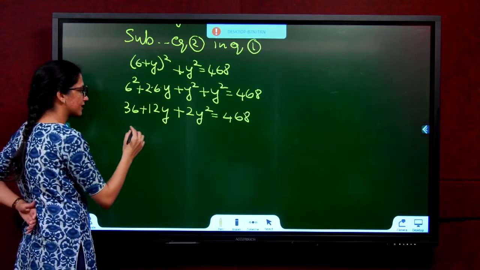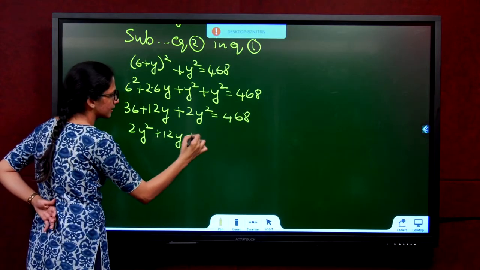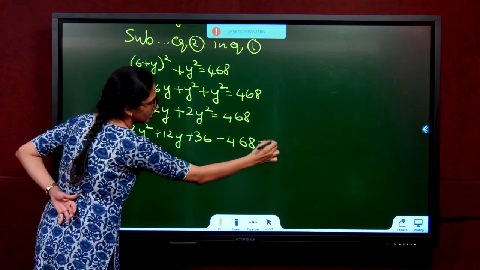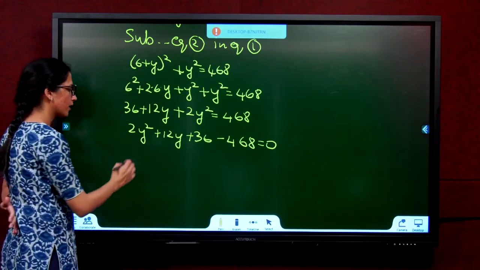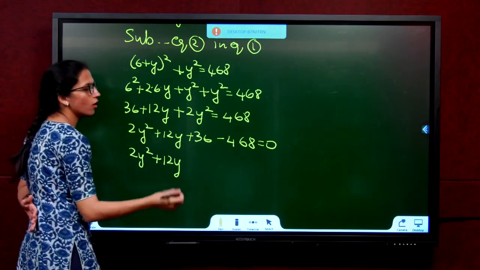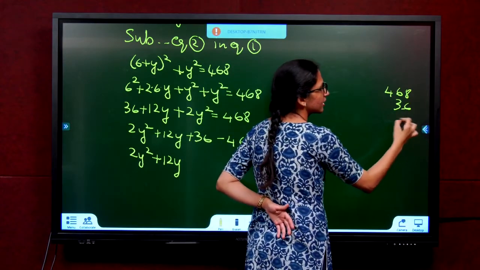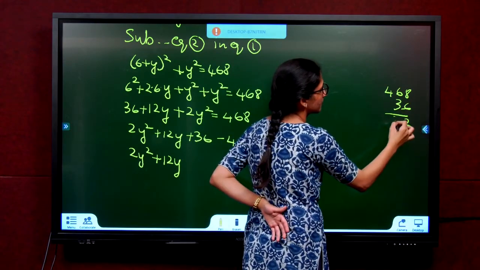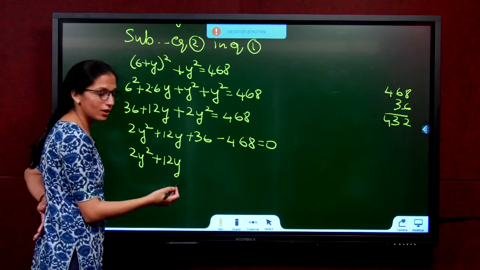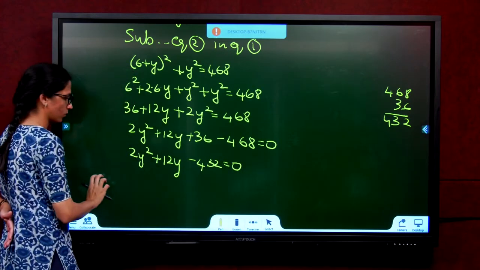Bring the 468 this side. First rearrange: 2y square plus 12y plus 36. Bring the 468 this side, it becomes minus 468 is equal to 0. 2y square plus 12y, and 468 minus 36. How much is that? 8 minus 6, 2. 6 minus 3, 3. 432. So you get 2y square plus 12y minus 432 is equal to 0.